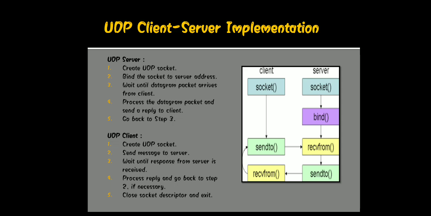The UDP client, on the other hand, has to create a UDP socket, send message to server, wait until response from server is received, process the reply, and go back to step 3 if necessary. It then closes the socket descriptor.